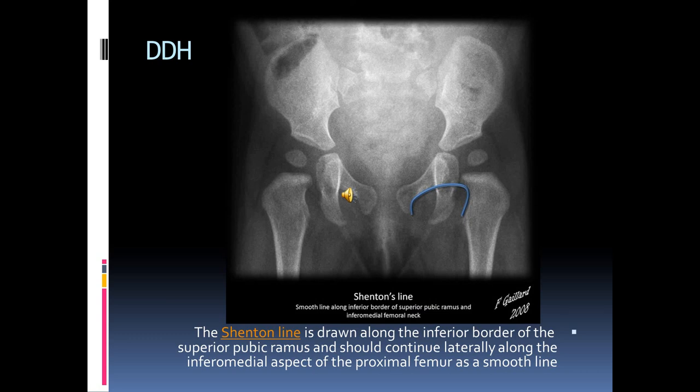This line is very helpful to detect the presence or absence of DDH. So this line should be drawn along the inferior border of the superior pubic ramus, and this line should be regular and smoothly seen along the inferior medial part of the proximal femur, just like this image. How we can draw this line? This will be the normal one.